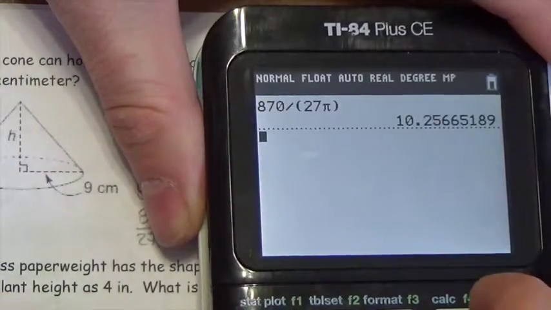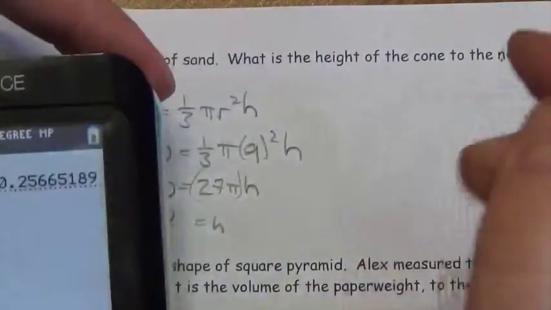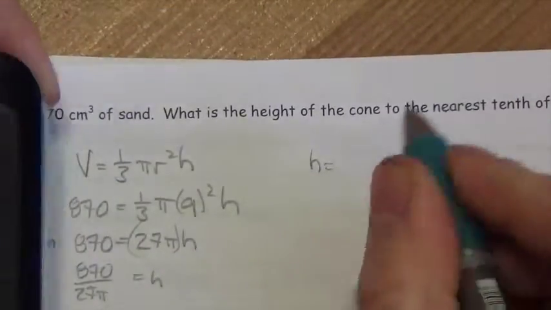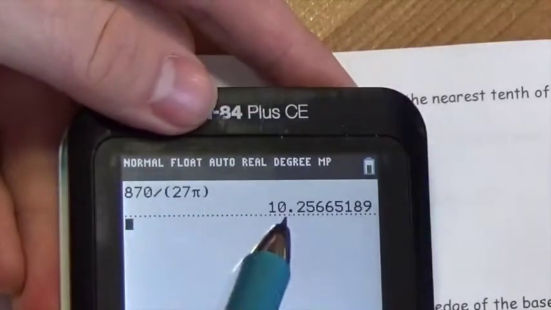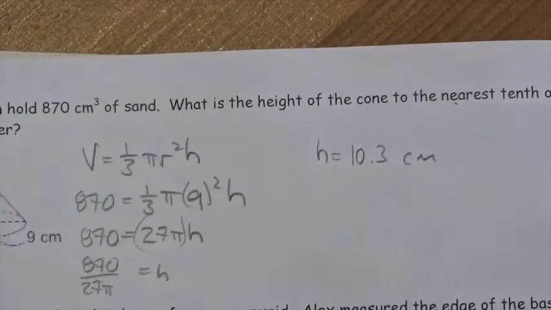So I press enter, and there's our solution, and then the question was to the nearest tenth of a centimeter. So to the nearest tenth, the height is going to be 10.3. 10.3 centimeters. That's what we're looking for.